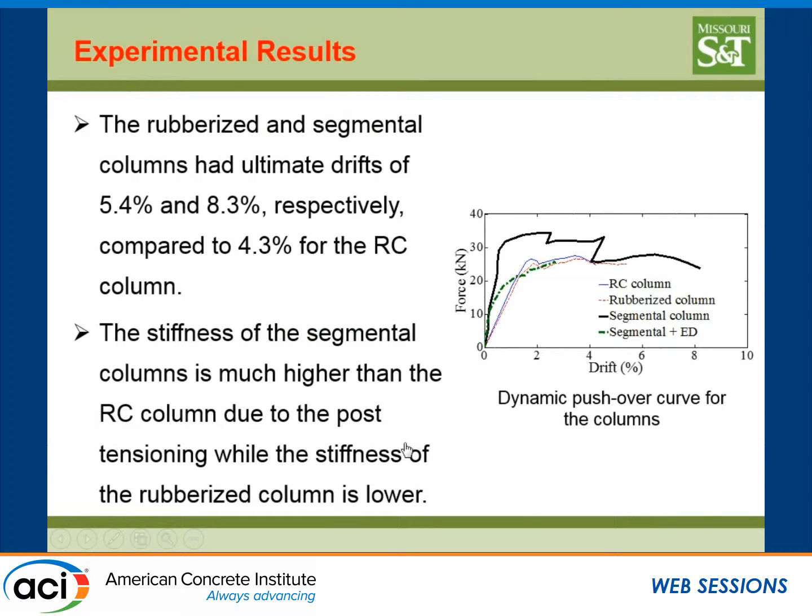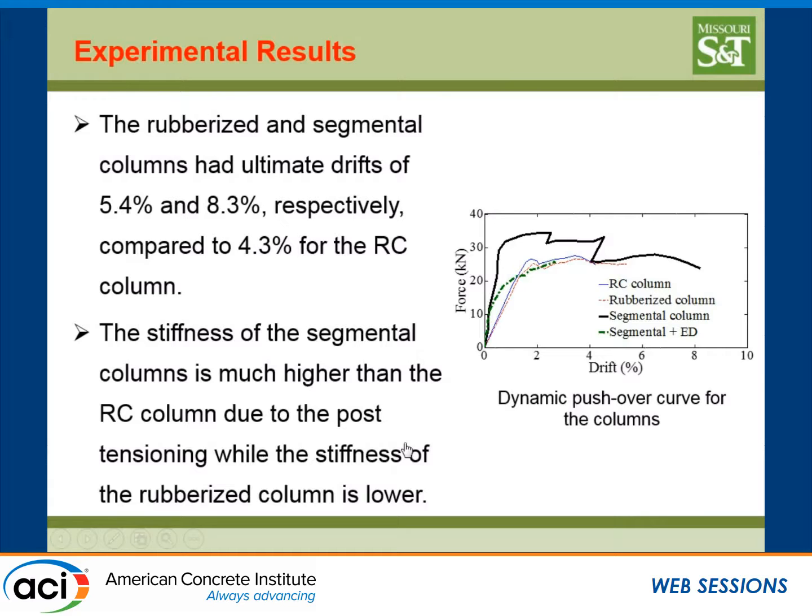Here we get the dynamic backbone curve. So for each test run, we get the peak strength and peak displacement, and we plot the force versus displacement. The green one over here is the segmental. The black here is the segmental without energy dissipators. And here are the two with the rubber and the conventional one. What's really interesting, the reinforced concrete stopped here at about 4.5. The other one, the rubberized, was able to go through 6%.